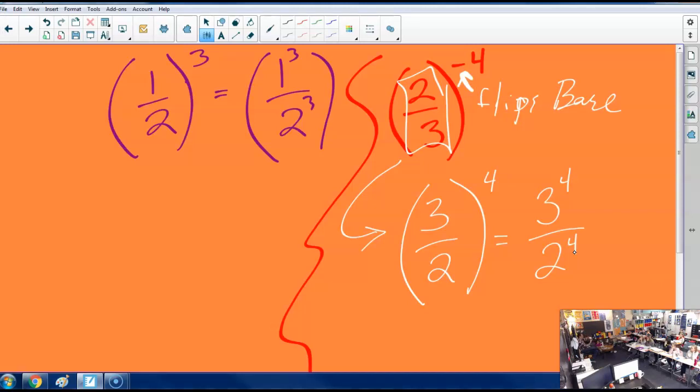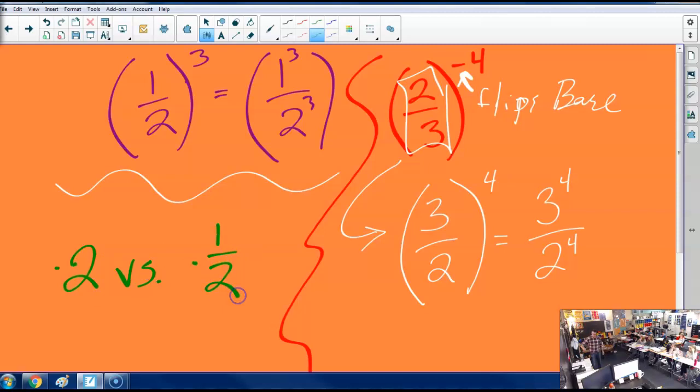Or it means flip your base, because when we flip the number, we are inversing the operation, right? Times 2 versus times 1/2. When you flip the number, we've inversed the operation. That's why we can just flip the base, because it now inverses the operation like we want.